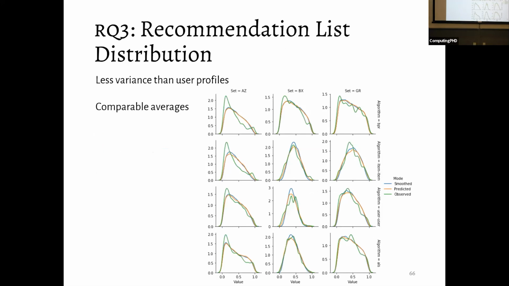We can then look at the recommendations. The averages are relatively comparable. I'm not showing them on here, but quantitatively they're relatively comparable. The variance is lower. Recommendations are more consistent than users. So if we take 1,000 of you and we look at your profiles, that's pretty inconsistent. If we take 1,000 of you and we look at your recommendation list, that's a little more consistent.